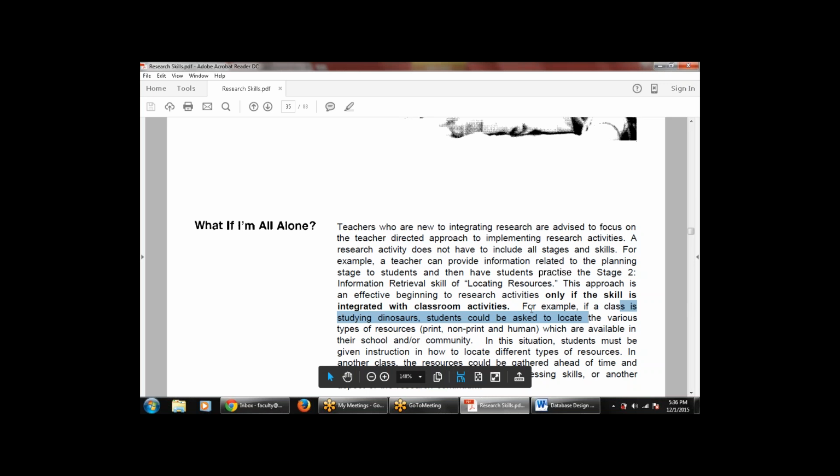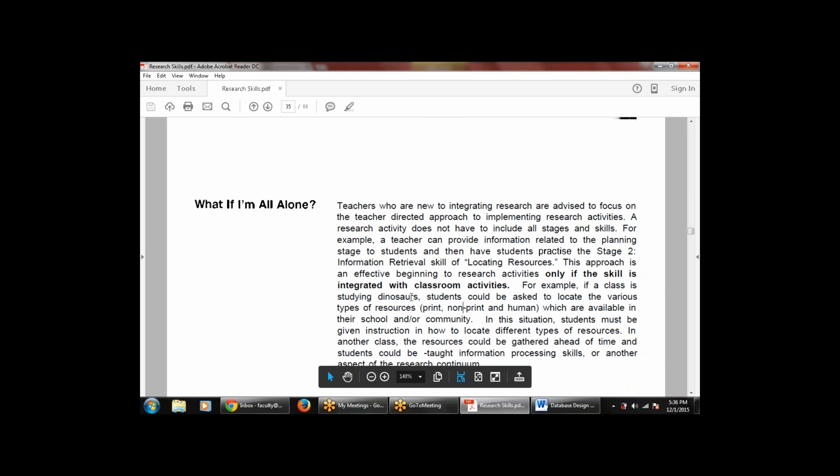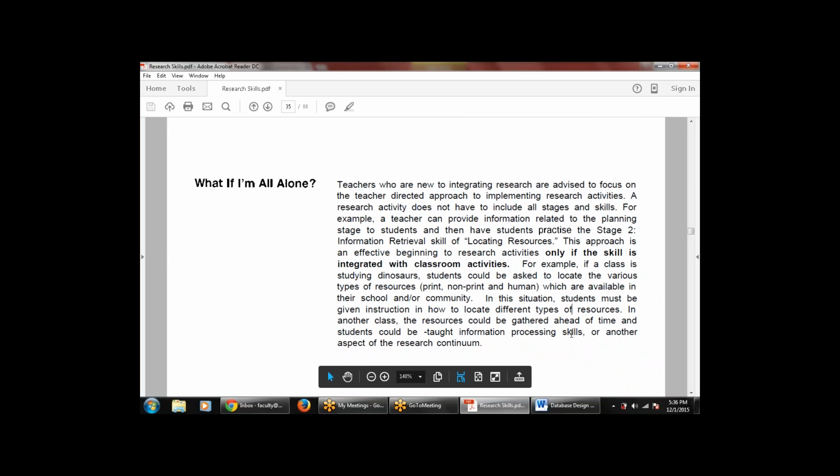For example, if the teacher or the class is studying a topic, students should be asked to locate the various types of resources which are available in their school or the community. In this situation, the student must be given instructions on how to locate the different types of resources, that is, what the various types of resources are.